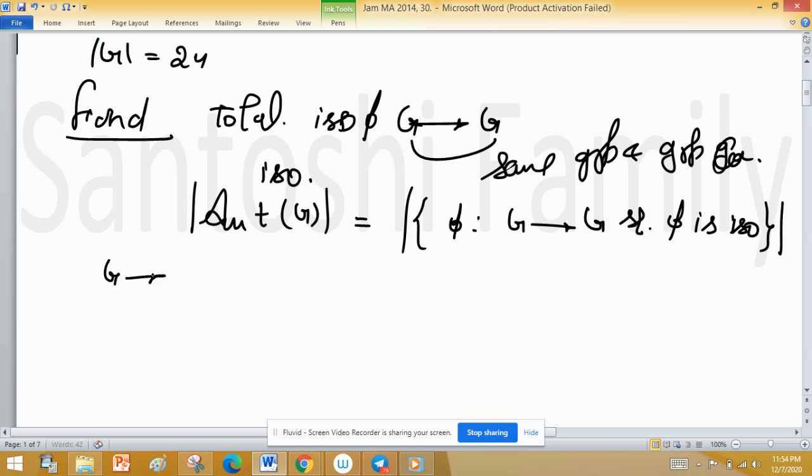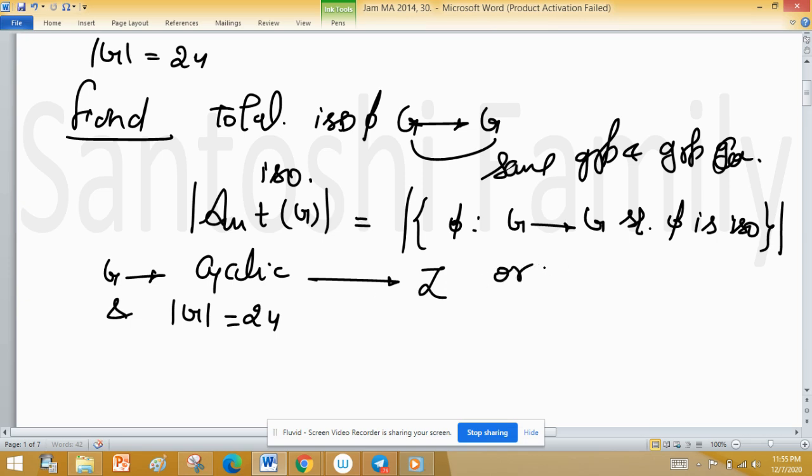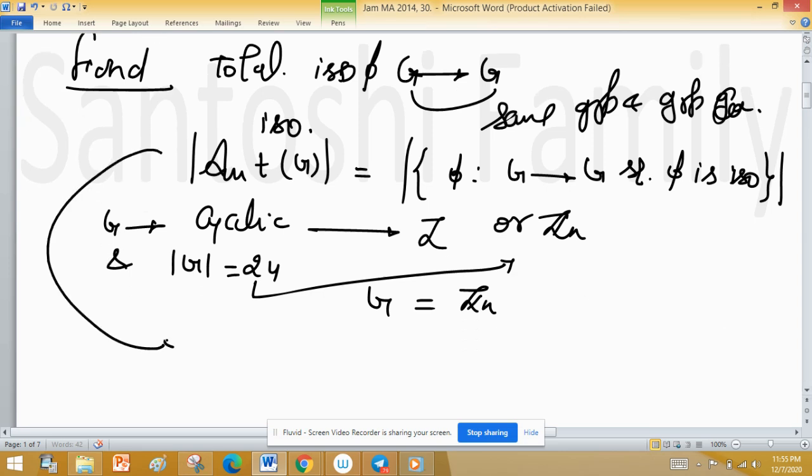G is cyclic and its order is 24. Because G is cyclic, G is isomorphic to Z or Zn, integers modulo n. Because of orders, G is equivalent to Zn. It means we have to find the cardinality of the automorphism group of Zn.